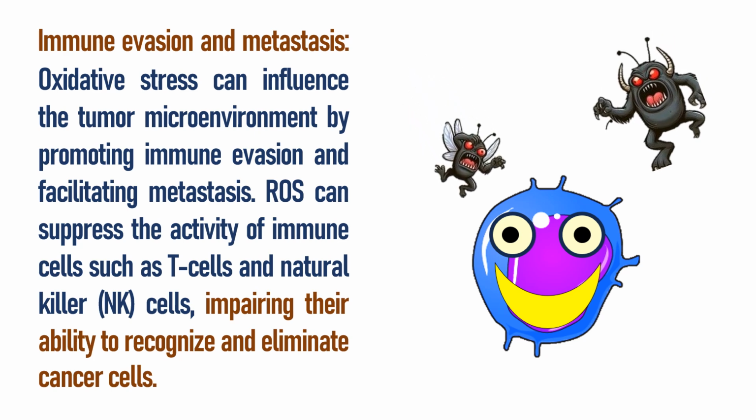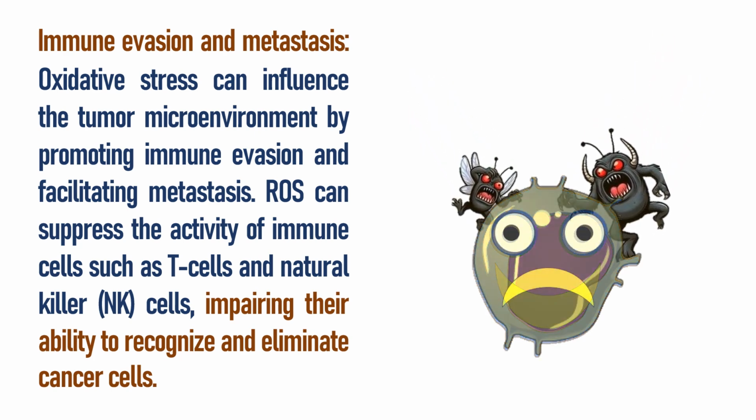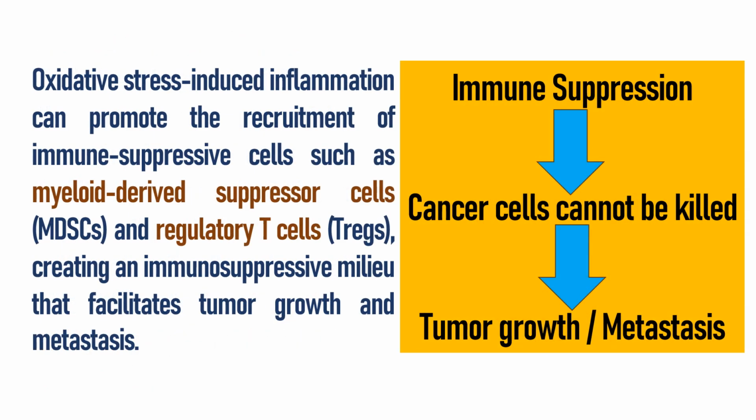Oxidative stress can influence the tumor microenvironment by promoting immune evasion and facilitating metastasis. ROS can suppress the activity of immune cells, such as T cells and natural killer (NK) cells, impairing their ability to recognize and eliminate cancer cells. Oxidative stress-induced inflammation can promote the recruitment of immune-suppressive cells, such as myeloid-derived suppressor cells and regulatory T cells, creating an immunosuppressive milieu that facilitates tumor growth and metastasis.